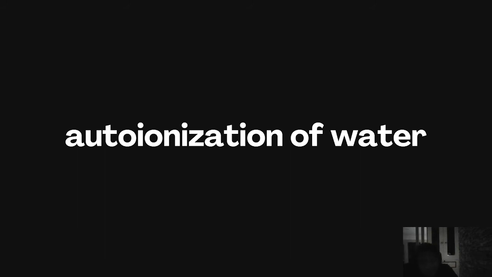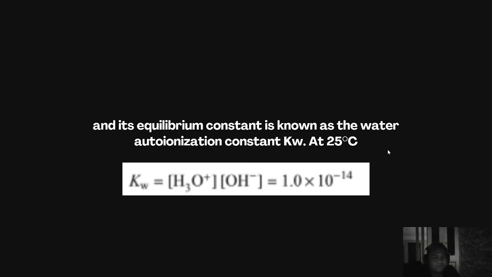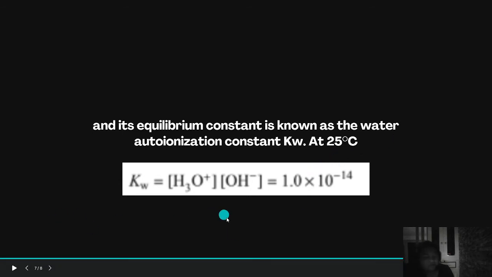So how do we use it? Of course, we have a formula: Kw is equal to Ka times Kb. And its equilibrium constant is known as the water auto-ionization constant Kw at 25 degrees Celsius, which you see below.